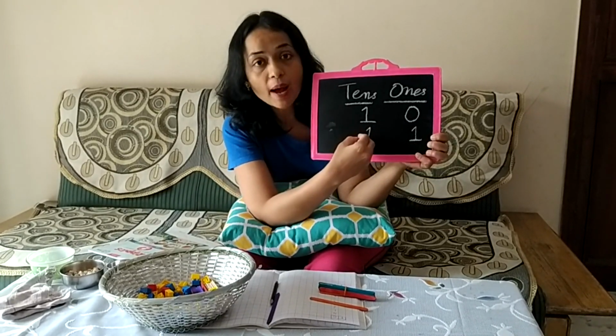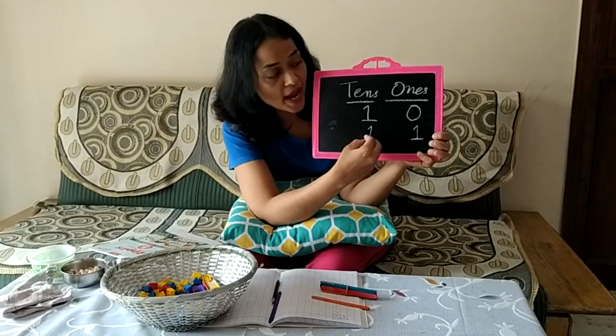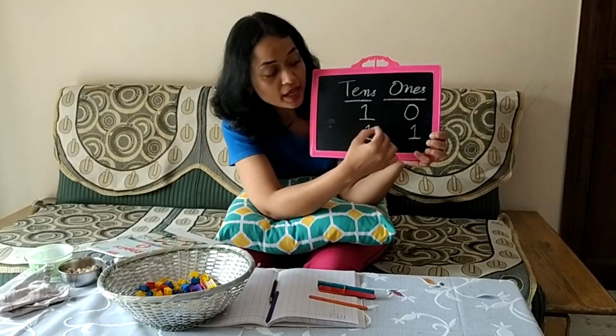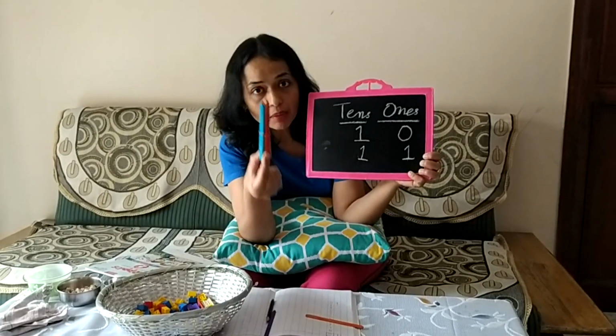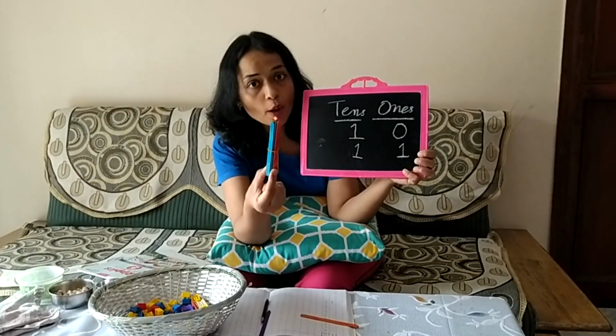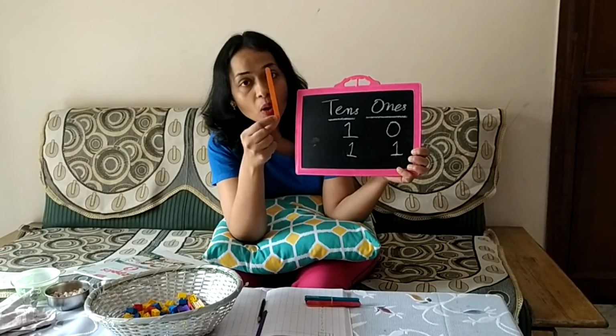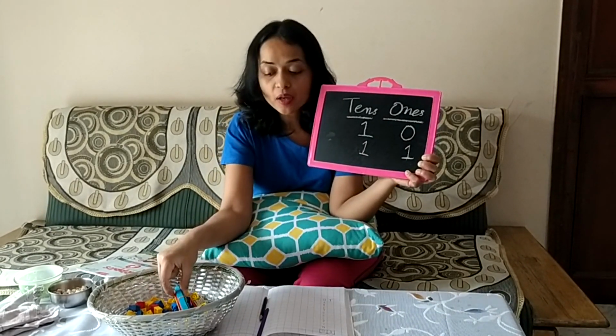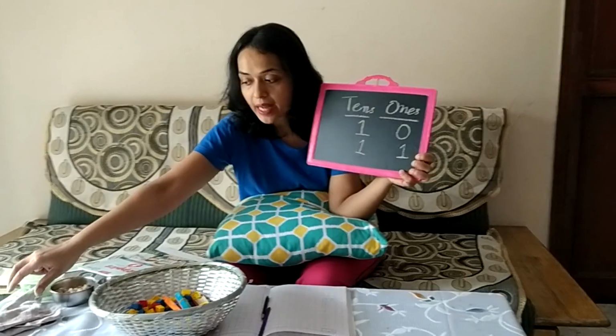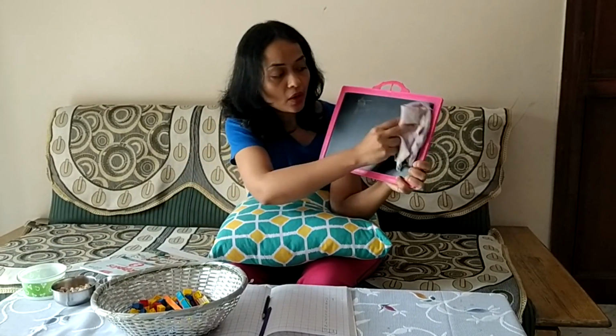This represents number 11, right? Because I have 11 objects, right? I have 1 ten, one bundle of 10 objects and I have one more. Okay. Now let's do it one by one to understand it in a better way.